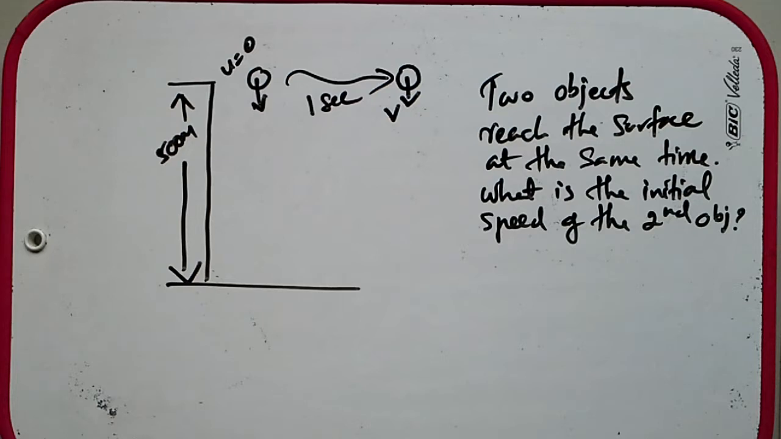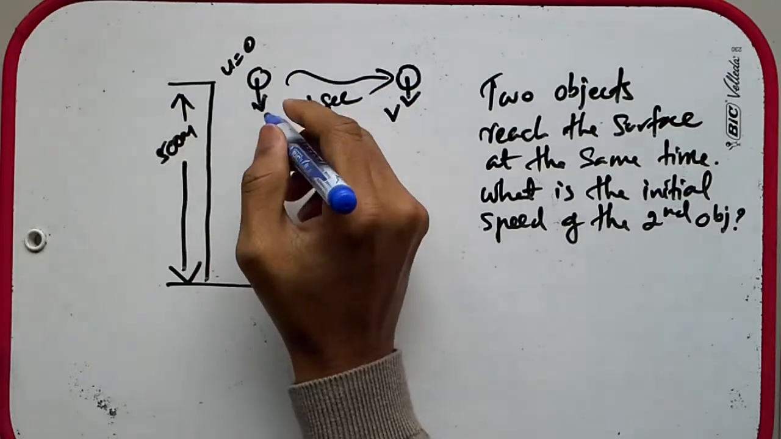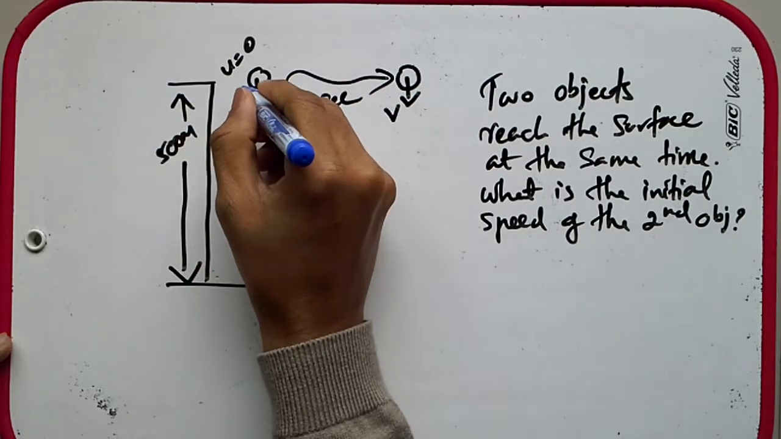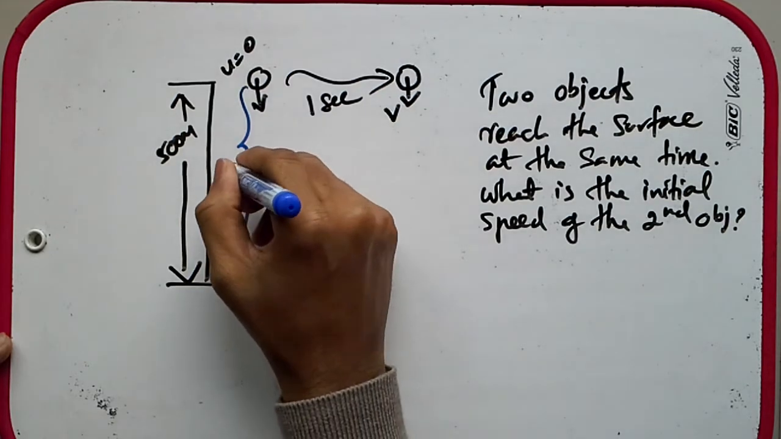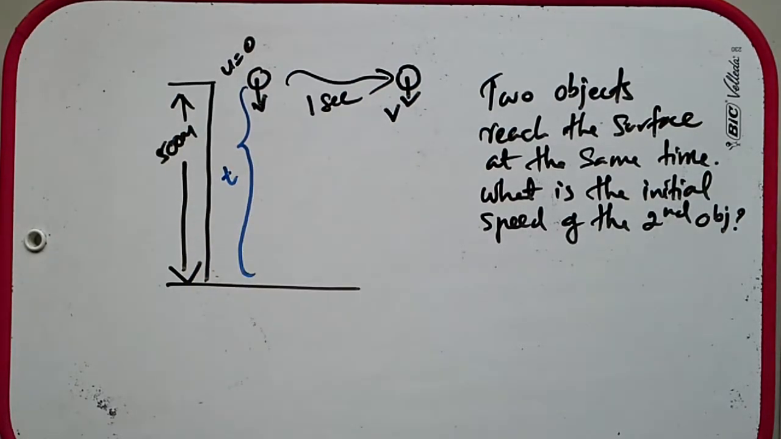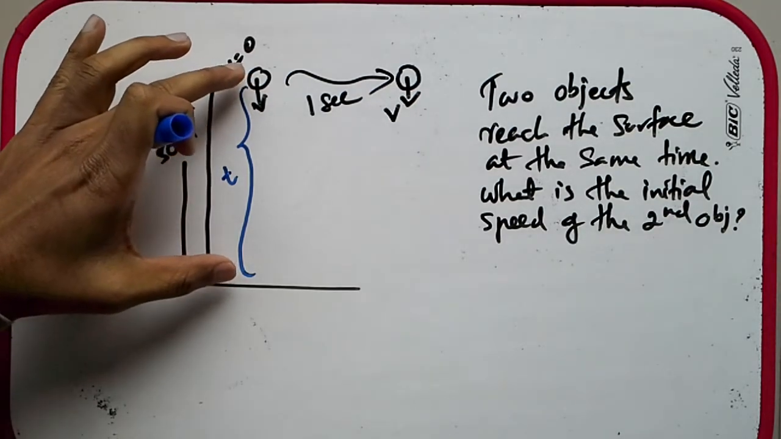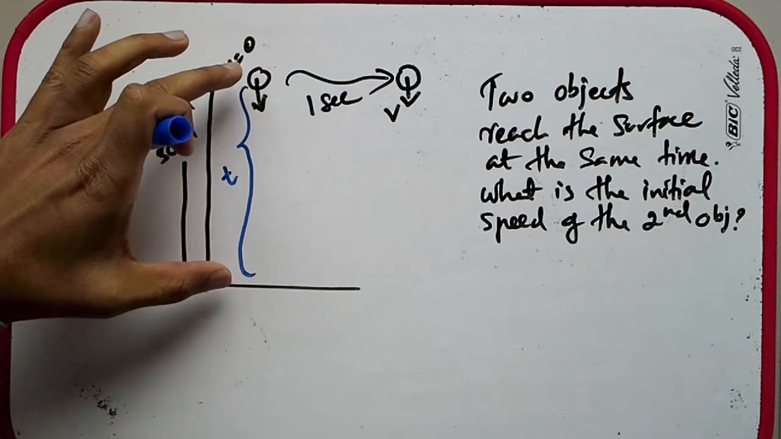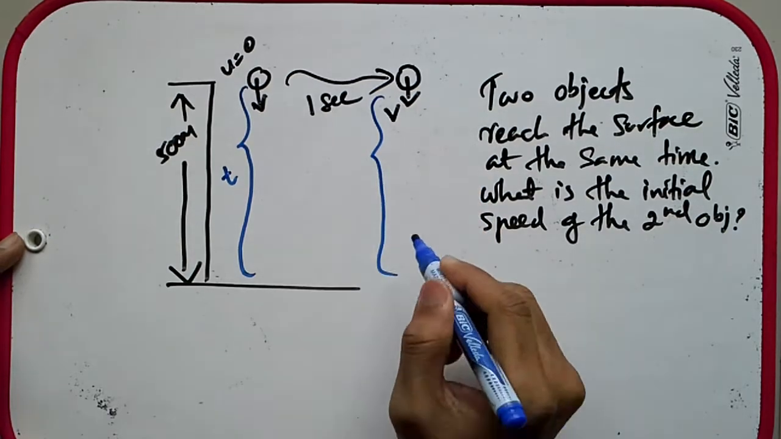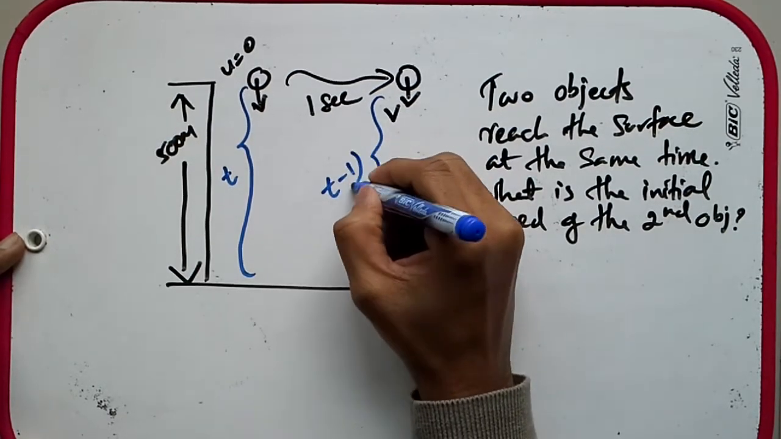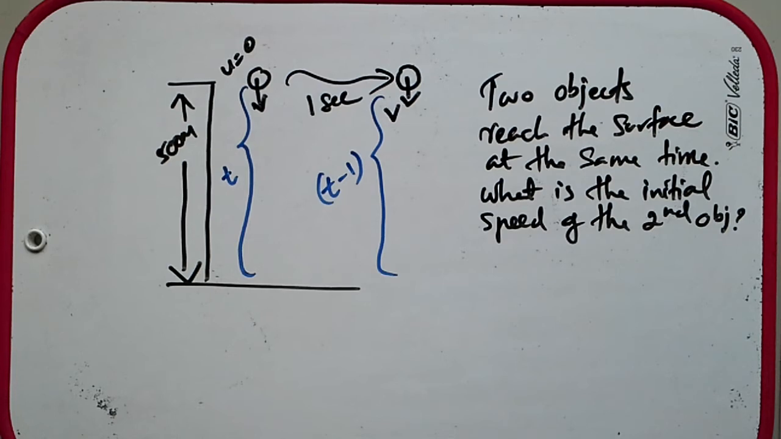Before I start, let's assume to reach the ground the first object takes t seconds. If the first object takes t seconds, the second should take t minus 1 seconds. Do you agree with this first?